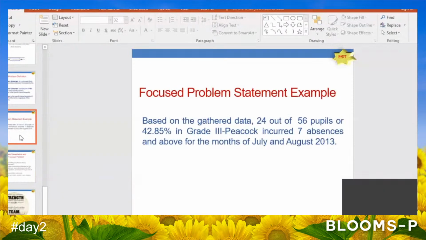Anyway, don't make it difficult for yourselves. Make it simple. Base it on the KPI, based on your data collected.